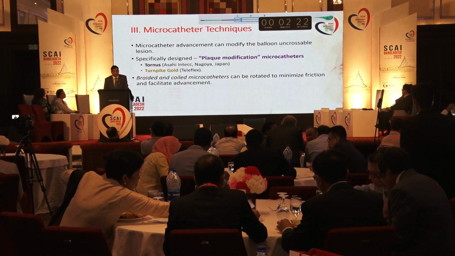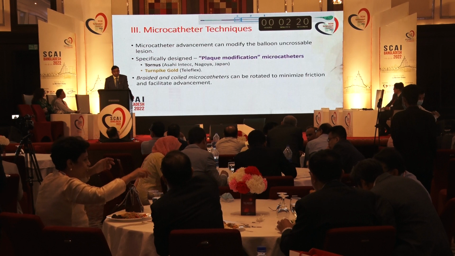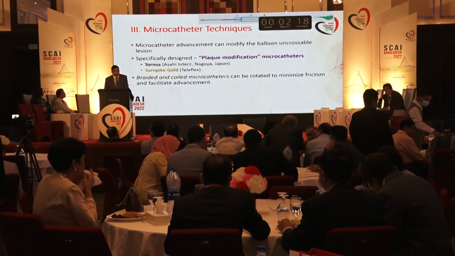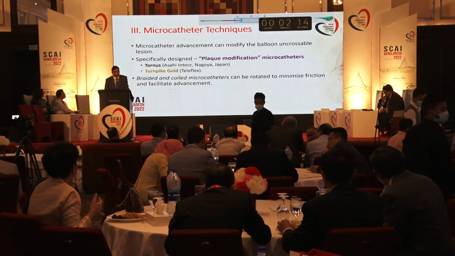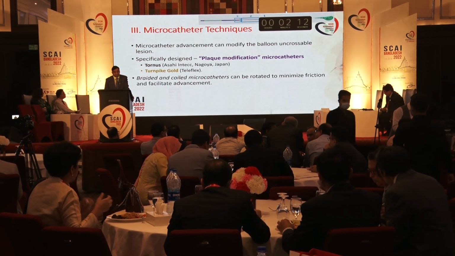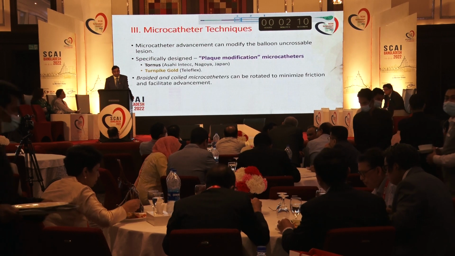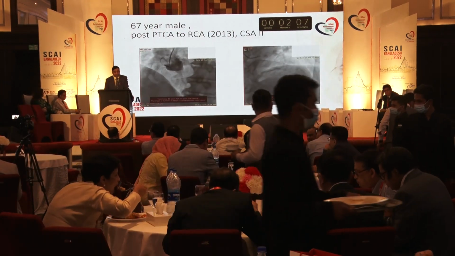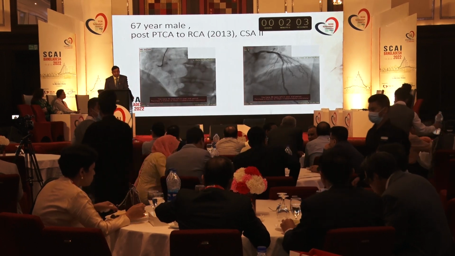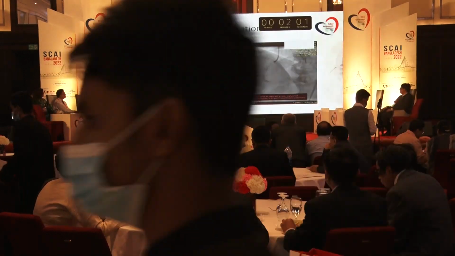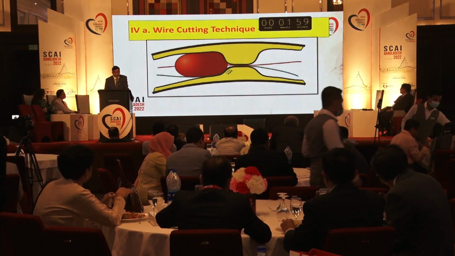Use of a microcatheter itself might sometimes modify the balloon uncrossable lesion, but we have certain plaque modification microcatheters like the Tornus or Turnpike Gold that are graded and coiled enough and help us across, especially in cases of CTO ISRs. This was a case of RCA ISR CTO that was done with a Tornus catheter.